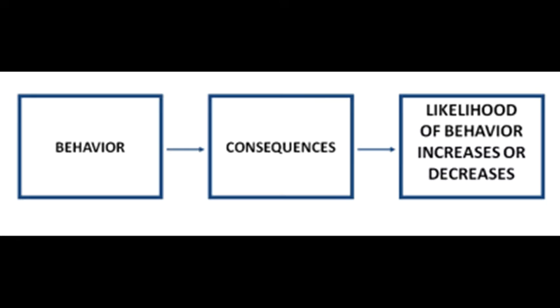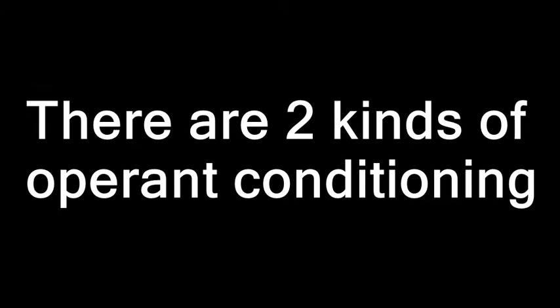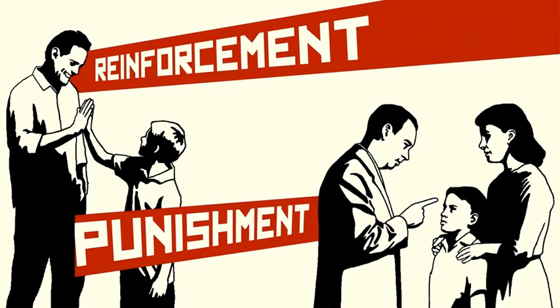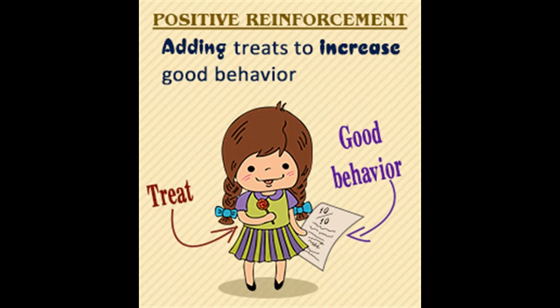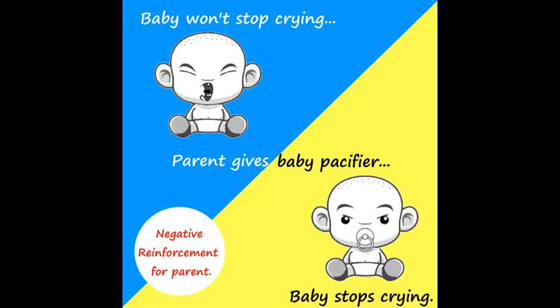Operant conditioning is a form of learning in which consequences of behavior produces changes in the probability of the behavior's occurrence. There are two kinds of operant conditioning: the reinforcement and the punishment. Reinforcement is an event or stimulus that when following a response increases the probability the response will occur again.